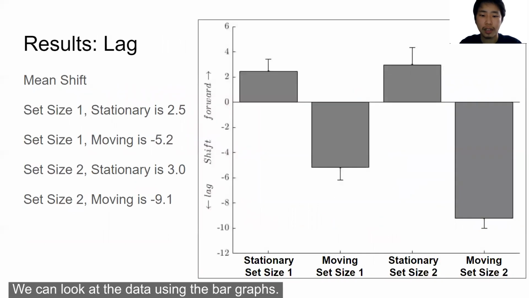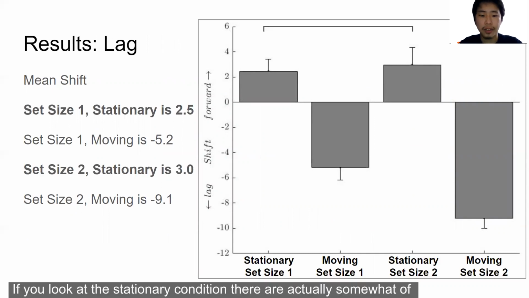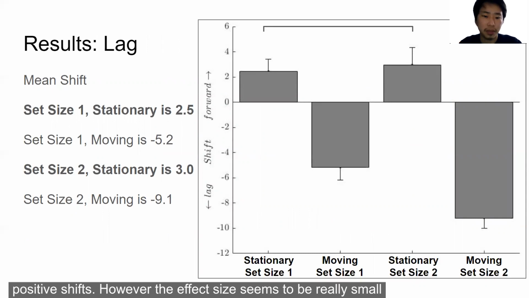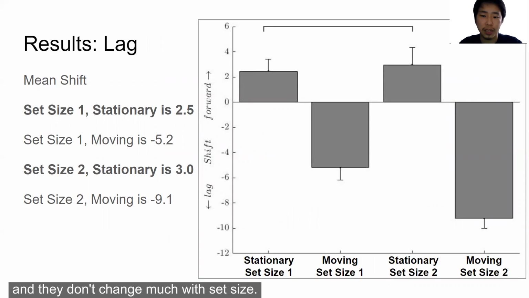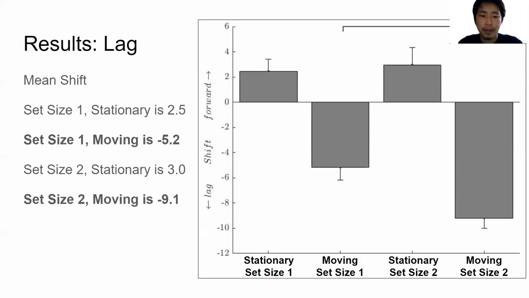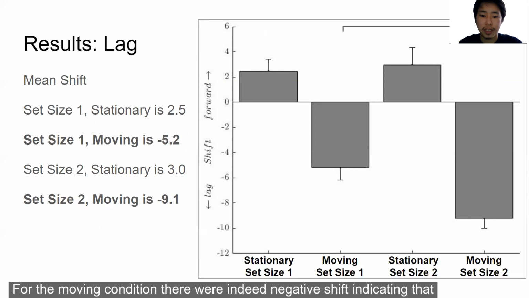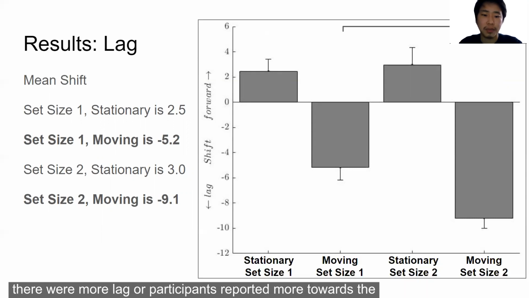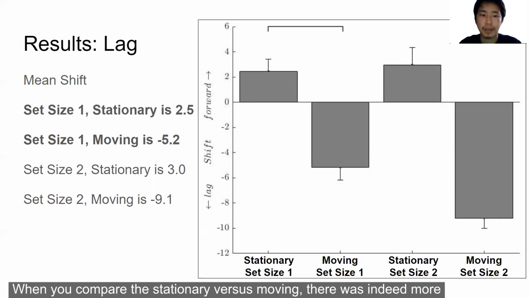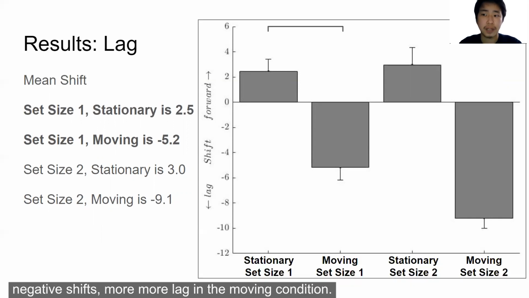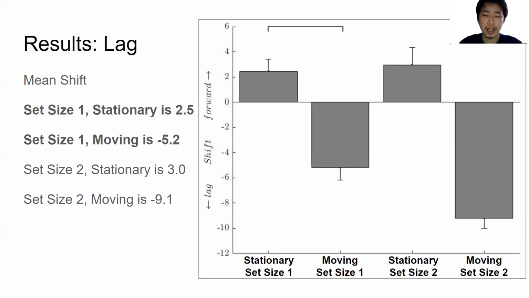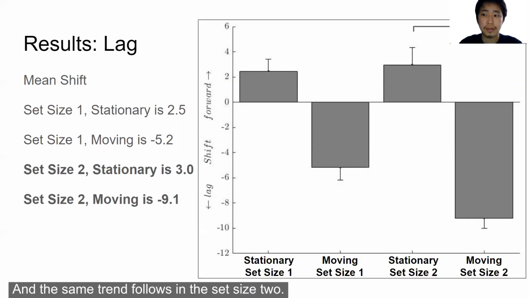We can look at the data using the bar graphs. First, we can look at the lag, or the mean shift. If you look at the stationary condition, there are actually somewhat of positive shifts. However, the effect size seems to be really small, and they don't change much with set size. For the moving condition, there were indeed negative shifts, indicating that there was more lag, or participants reported more towards the past color when the dots were moving around, and this lag seems to be larger with set size 2. When you compare the stationary versus moving, there is indeed more negative shift, or more lag, in the moving condition. The same trend follows in the set size 2.